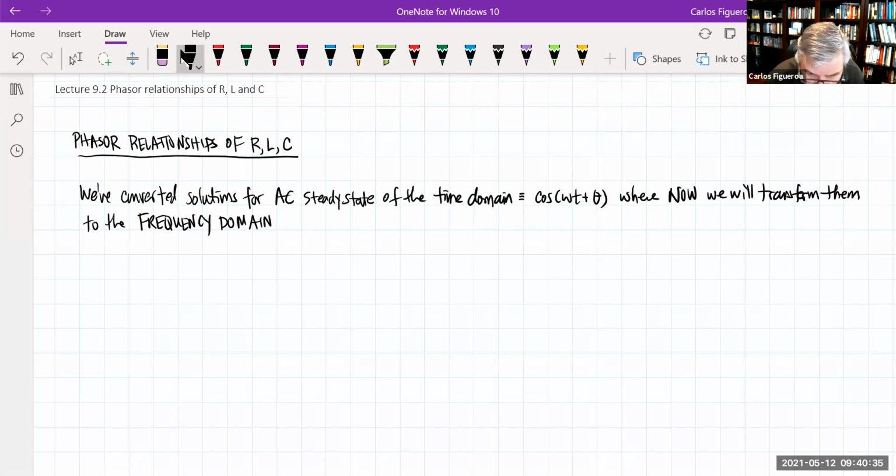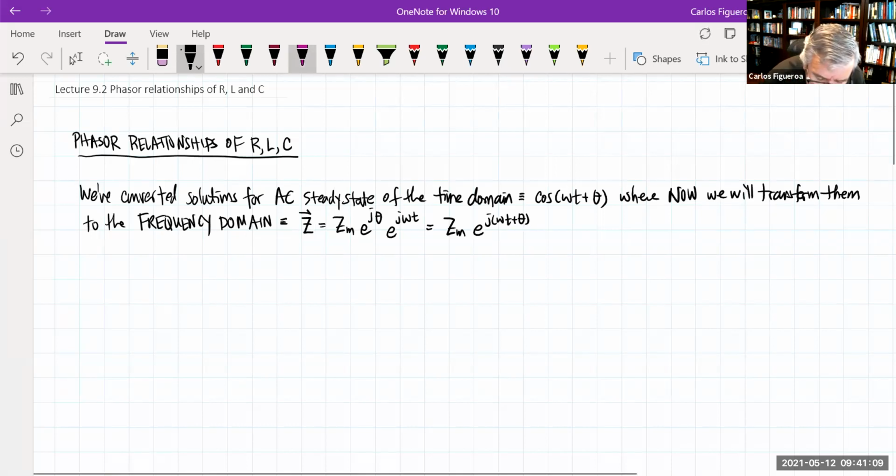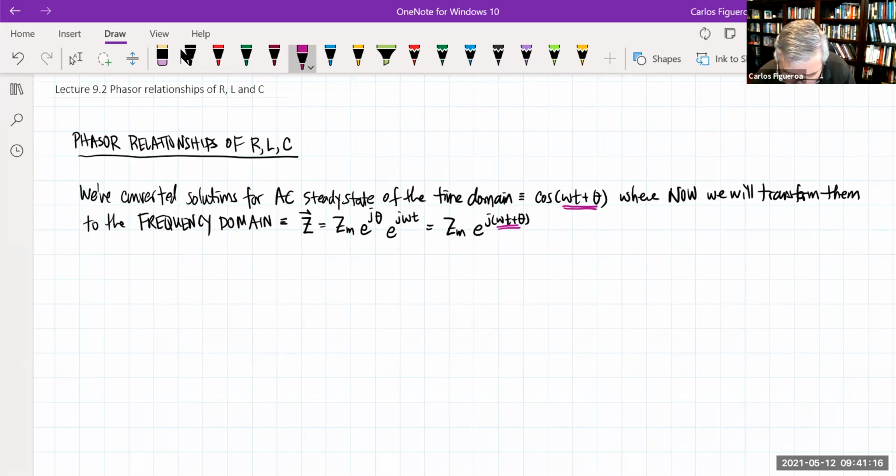And in the frequency domain, you're going to see that it takes on the following form. I'm now going to have a complex vector with an amplitude and a phase, where I get e to the j omega t. Note that I could have written this as e to the j, omega t plus theta, and you can see how that argument is the same as that argument. But the important thing is that this quantity is our phasor vector.